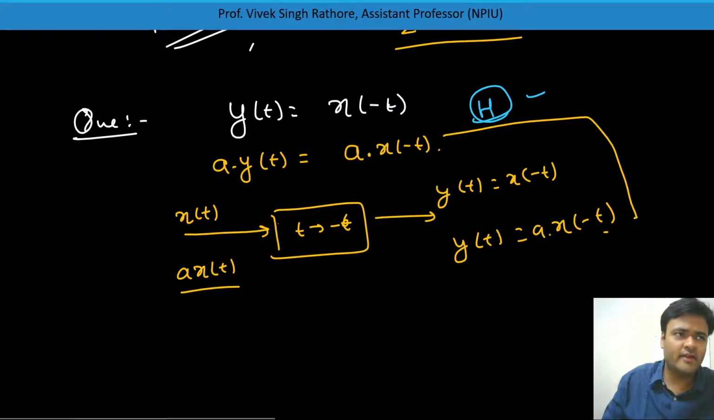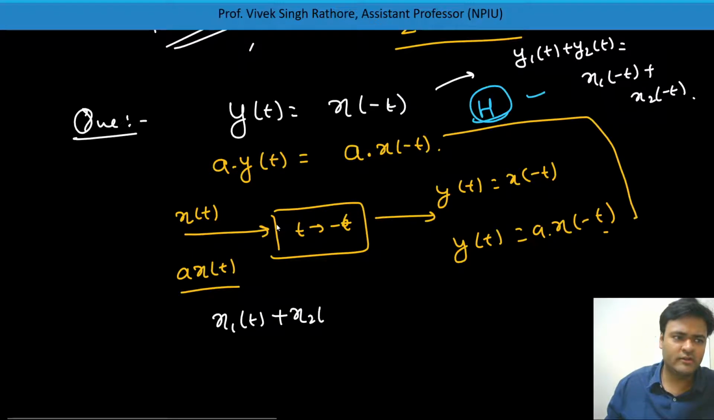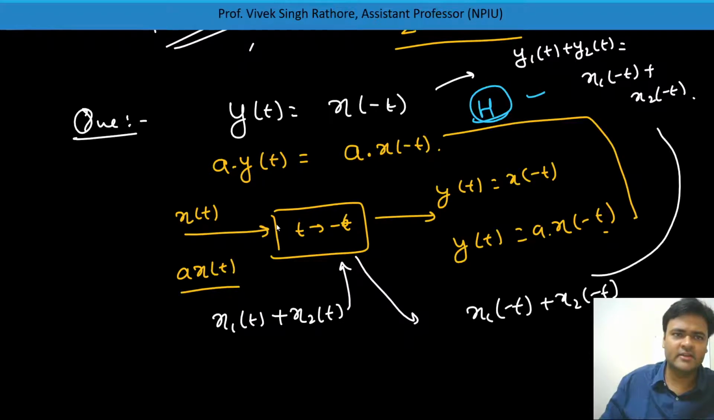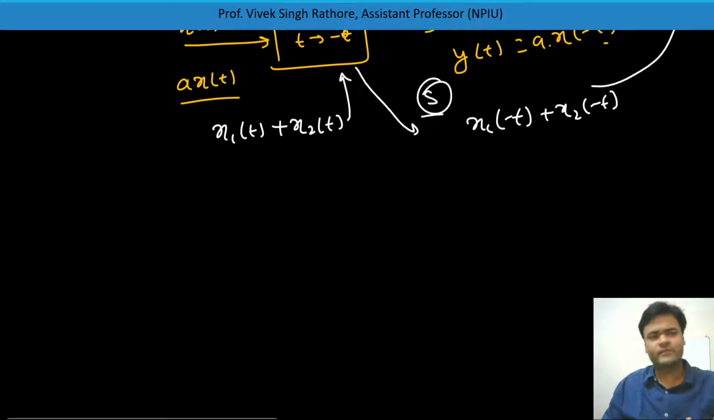And now again we will take x1(t). For this we will do y1(t) plus y2(t). So it will come as x1 of minus t plus x2 of minus t. Okay, so let's suppose we give the input x1(t) plus x2(t) to this system. It will create the output x1 of minus t plus x2 of minus t, and it is exactly the same as y1(t) plus y2(t). So it is satisfying the superposition theorem also. So it is also linear.